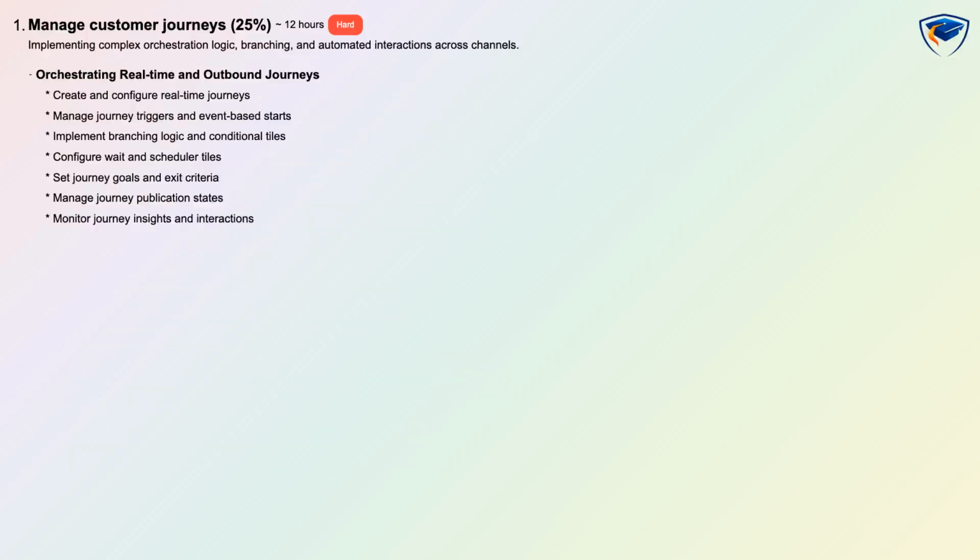In the first domain, Manage Customer Journeys, you will learn how to implement complex orchestration logic, branching, and automated interactions across channels. This domain will take up 25% of the exam and will cover topics such as orchestrating real-time and outbound journeys. You will learn how to create and configure real-time journeys, manage journey triggers and event-based starts, implement branching logic and conditional tiles, configure wait and scheduler tiles, set journey goals and exit criteria, manage journey publication states, and monitor journey insights and interactions. This domain is expected to take around 12 hours to learn and will be assessed through scenario-based questions.